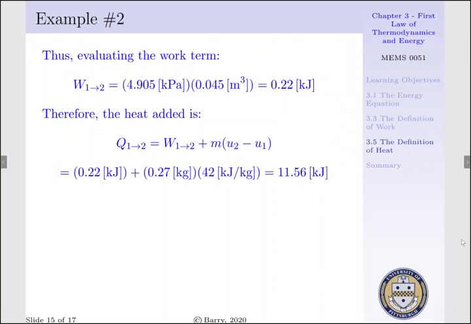Therefore, our heat added is simply our work plus the change of our internal energies. Our work was 0.22 kilojoules, and our change of our internal energy would be our mass times the change of our specific internal energy, which was given as 42 kilojoule per kg. So we'd have our mass of 0.27 kilograms times the change of our specific internal energy, 42 kilojoule per kg. And when we sum these two terms, our heat supplied has to be equal to 11.56 kilojoules.